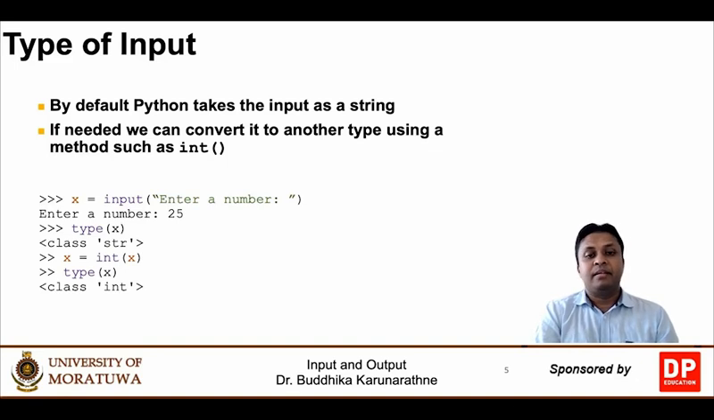Like previously, when we press enter, Python will store the input 25 as a string in the variable named x. If we check its type, you can see it is a string. But we want this to be an integer. So what we can do is explicitly convert the value stored in the variable x to an integer by calling the function int, which is a built-in function. Now, if we check, we can see that x is an integer. The conversion has been done.